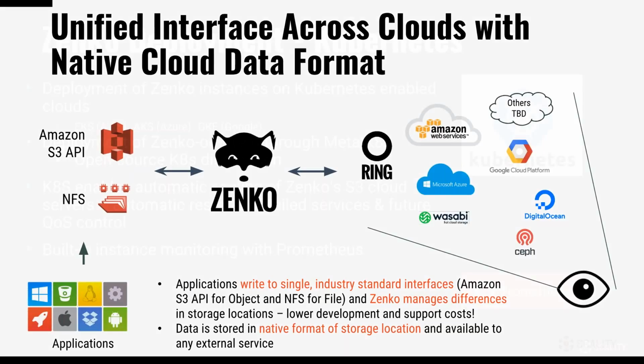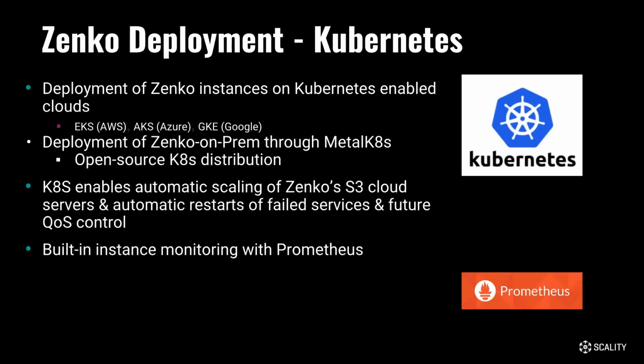If you move to the next slide. So Kubernetes, there's multiple ways to deploy Zenko, and one of them is to deploy on-prem using your own servers. And for that, you could use any Kubernetes version. Scality has our own distribution of Kubernetes called Metal Kubernetes that we will fully support and give SLA and maintain as an enterprise product. It's open source. You can look it up on GitHub.